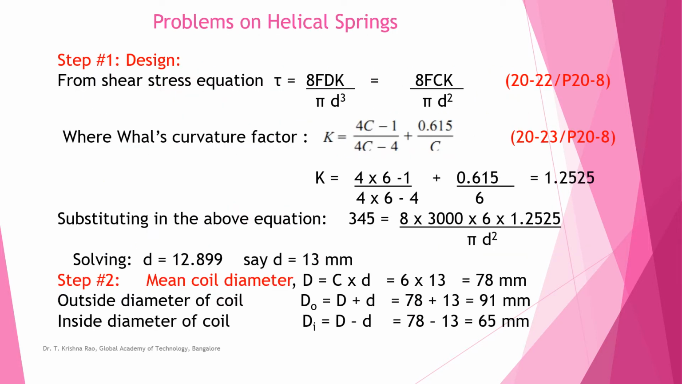First and foremost is the design using the shear stress equation. Tau equal to 8FDK by pi d cube is what is given in the data handbook, page number 20-8, table of equation 2022. For convenience, we take capital D by small d as C. Then I am left with d square in the denominator. So this equation is more convenient for us to use directly, and I will be using it from now onwards. These two are the same. Here, with capital D, I get d cube. If I replace D by d with C, I get only d square.